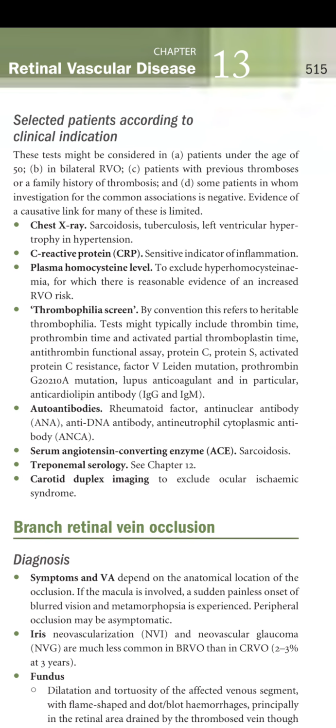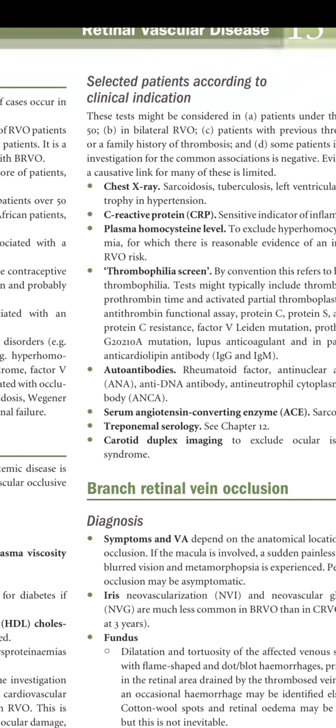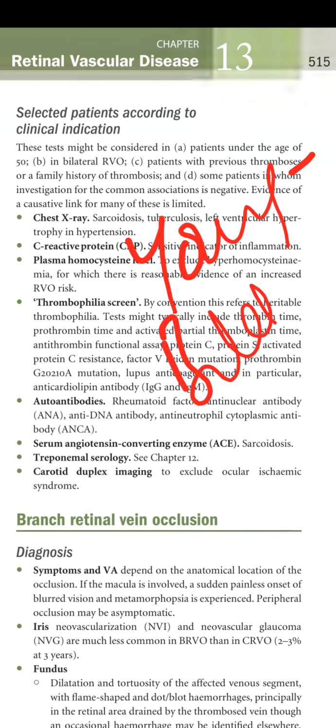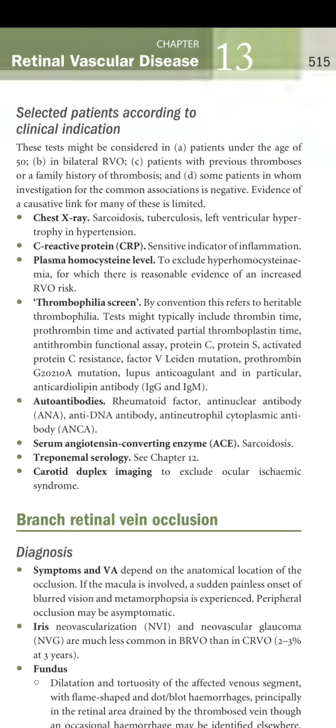So, selected patients according to clinical indication. These investigations we discussed earlier, we can do on all kinds of patients, but sometimes in selected patients we do further investigations. For example, if they are a very young patient suffering from CRVO, or if there is a bilateral CRVO, in these cases we can do extra investigations. So, selected patients according to clinical indication.